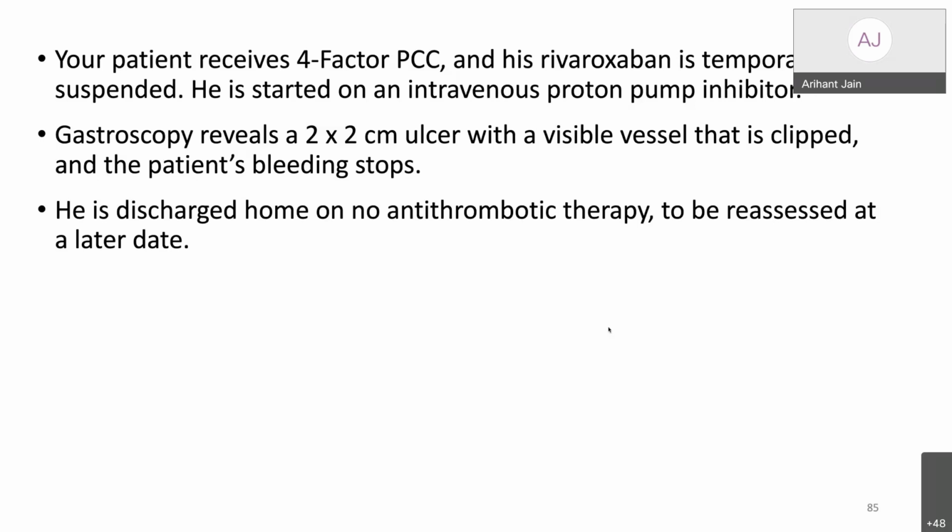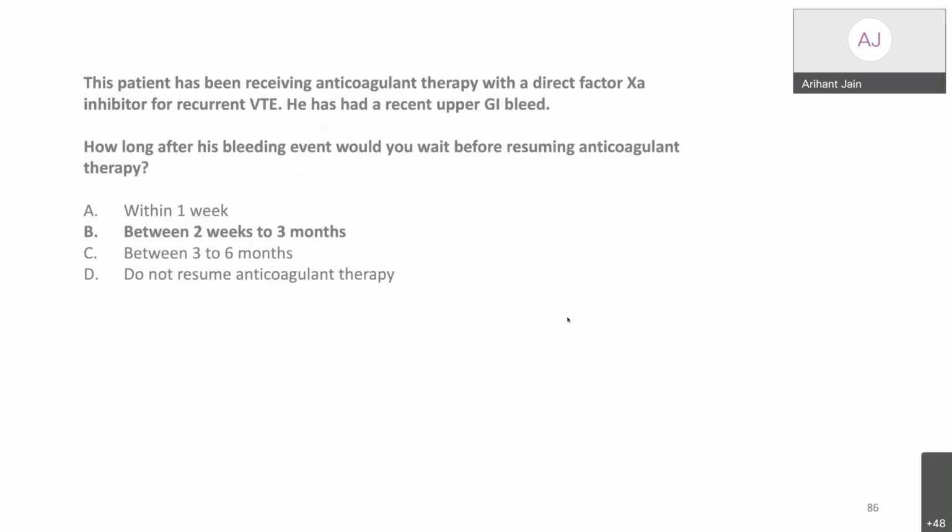So immediately, obviously, for the first 2 weeks you will not give it, but after 2 to 4 weeks, would you? Your peptic ulcer has been clipped. That local cause has been taken care of. So will you restart anticoagulant or not? Sir, we will have to restart because of recurrent VTs. We have to restart, sir. Yes. So within 2 weeks to 3 months, whenever you feel that the patient is fine, you will have to restart him on anticoagulation. Now the next question is, which anticoagulant will you restart him on?